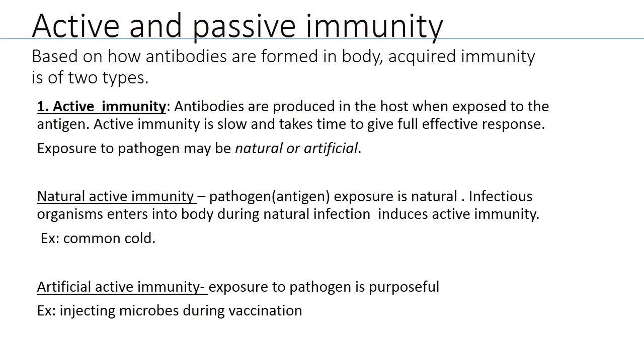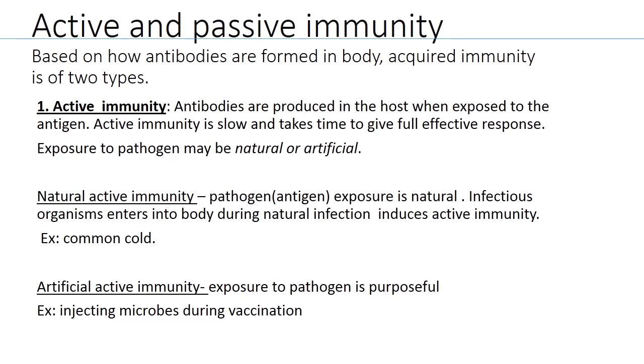Any kind of immunity you take, whether it is active or passive, immunity will develop only when we are exposed to the pathogen. If we come to the exposure to pathogen, there are two ways. One is natural and another one is artificial. The natural way is nothing but unknowingly we are exposed to the pathogen. Artificial is nothing but purposefully we are injected with the antigen. Based on this, active immunity is again divided into two types: natural active immunity and artificial active immunity.